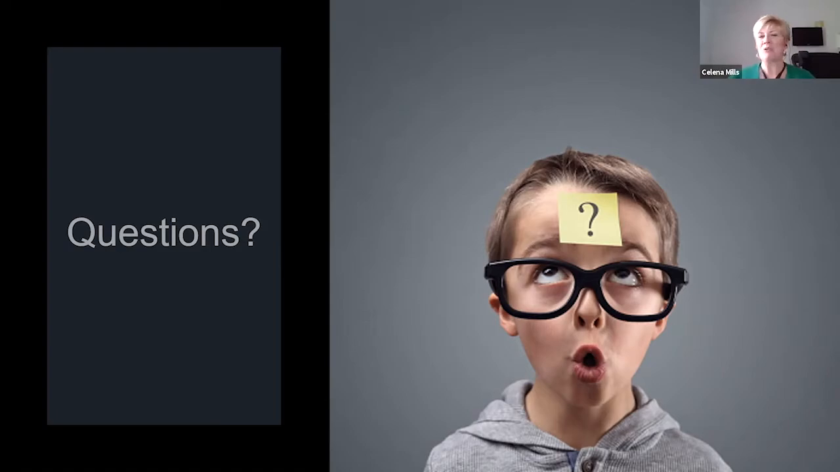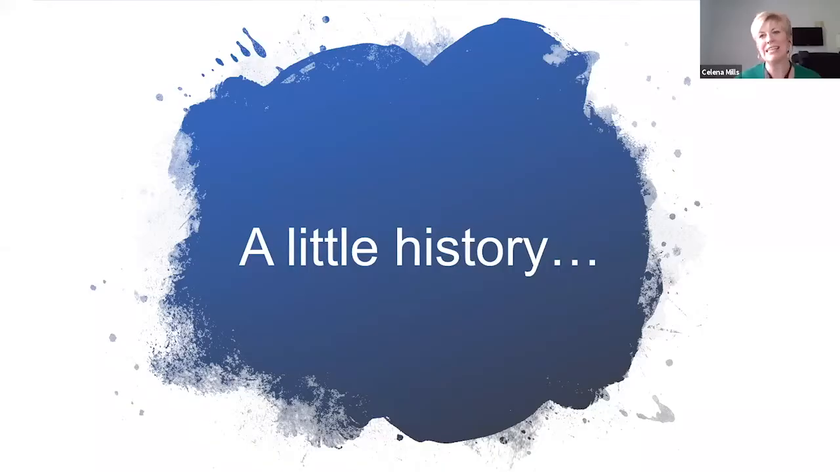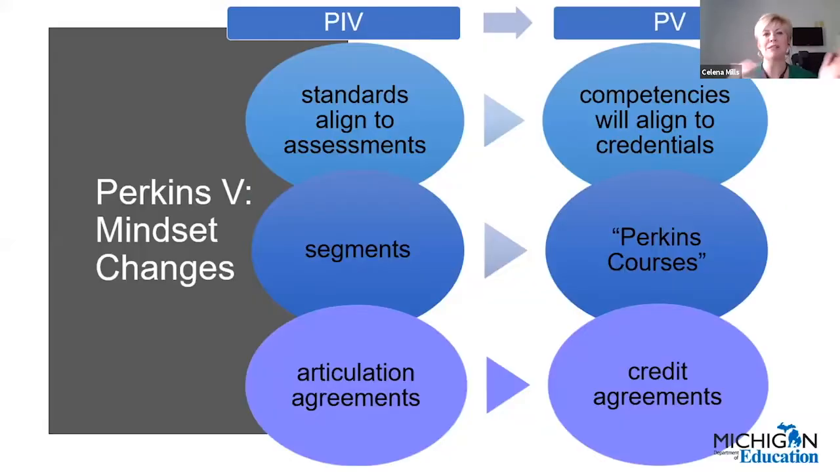So we want to start with a little bit of history. How exactly did we get to this point, and why are we undergoing some of these changes to our SIP code? As a state, when we moved from Perkins 4 to Perkins 5, when that federal legislation was rewritten, there were some pretty major changes between 4 and 5. And some of those big major changes impacted some of the work that we were doing.